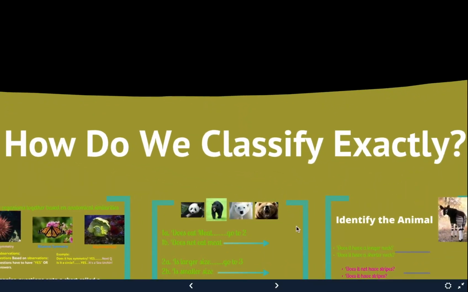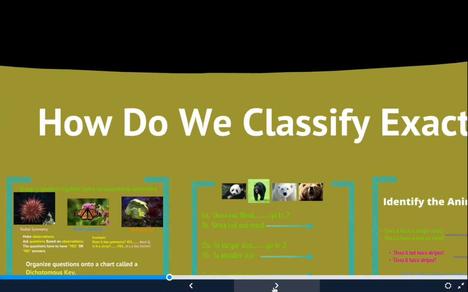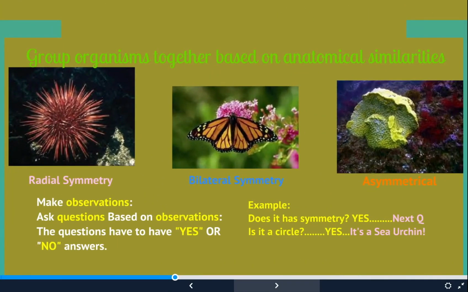How do we classify exactly? We group organisms together based on anatomical, which means anatomy or body structures, similarities. So the first picture has radial symmetry. The second picture has bilateral symmetry. And the third picture is asymmetrical.